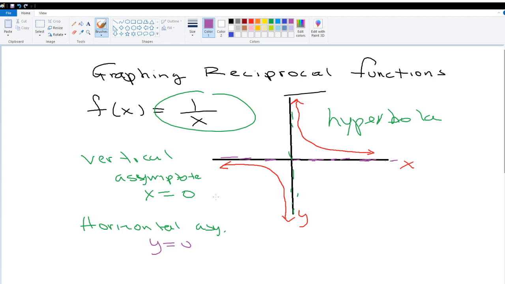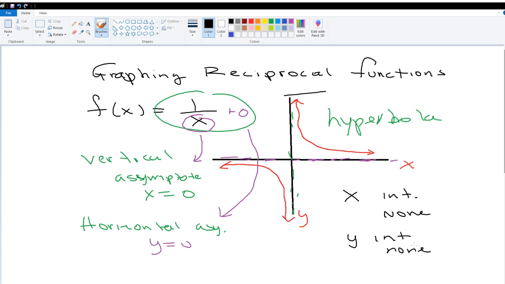Basically a shortcut is this: whatever x cannot be, that's going to be your vertical asymptote. And if we had a value on the outside, which in this case we don't, we call that the horizontal asymptote. So this one has two asymptotes. In this case, we don't have any intercepts: there's no x-intercept and no y-intercept. All right, so that's the main idea of a reciprocal function or a hyperbola.